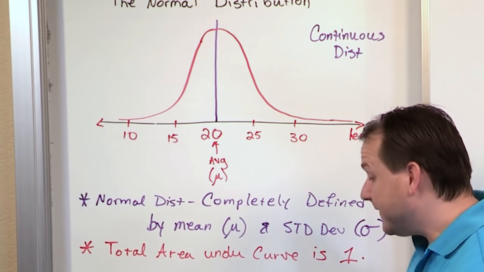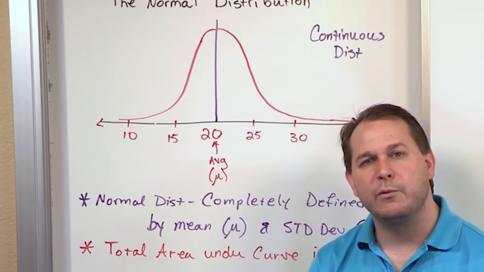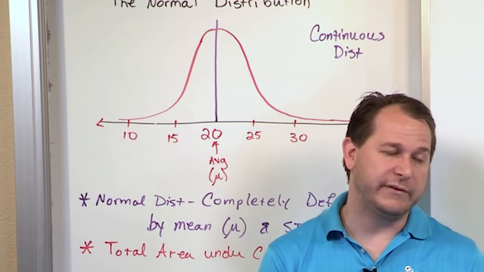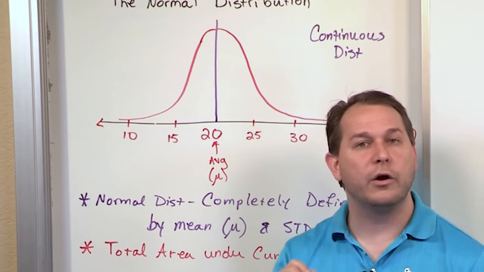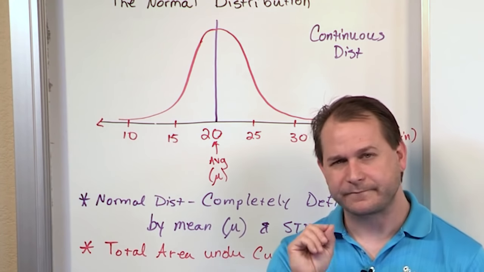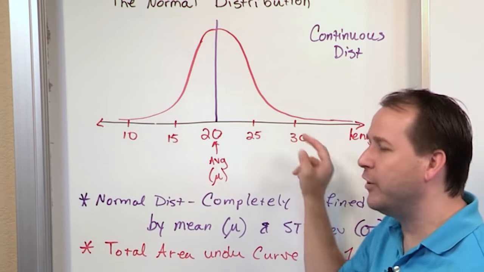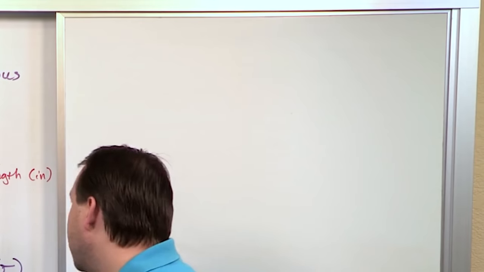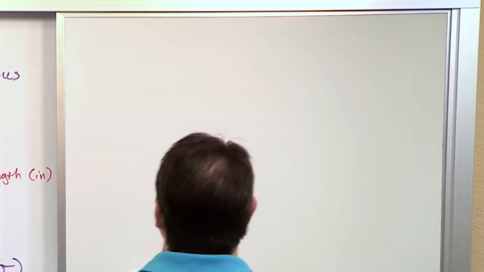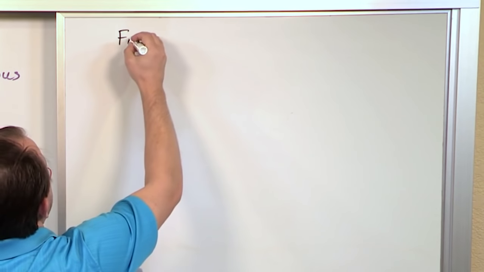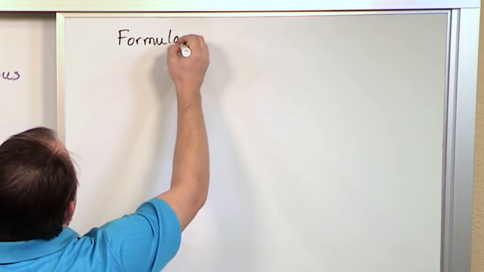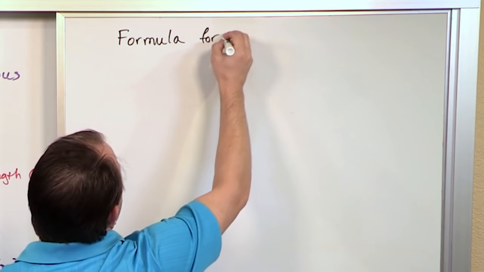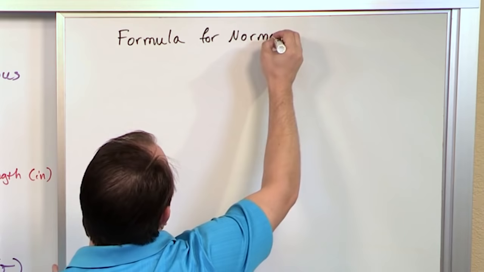Now, we said that probability distributions can be represented in table form, like we did before, in graph form, also in terms of a formula. Now, this graph, just like any graph from algebra, can be written down in terms of a formula. I want to show you what that is. So this is the formula, or the equation, for the normal distribution.